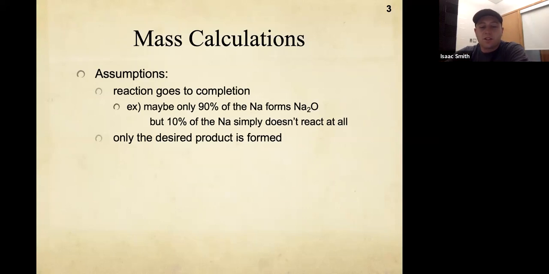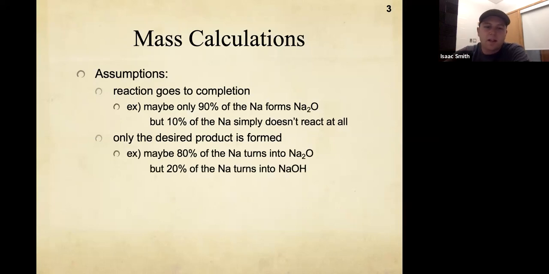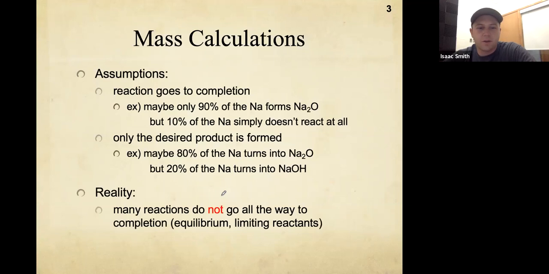We're also assuming that only that product is formed, right? We're saying only sodium oxide is formed. In reality, there are other byproducts that happen. With the example we just looked over, maybe 80% of the sodium turns into sodium oxide, but then 20% actually turns into sodium hydroxide, if it mixed with some hydrogen or some water that was in the air during the reaction. Those things can happen. So we're making these assumptions just to make the math simpler and to be able to predict what's going on.